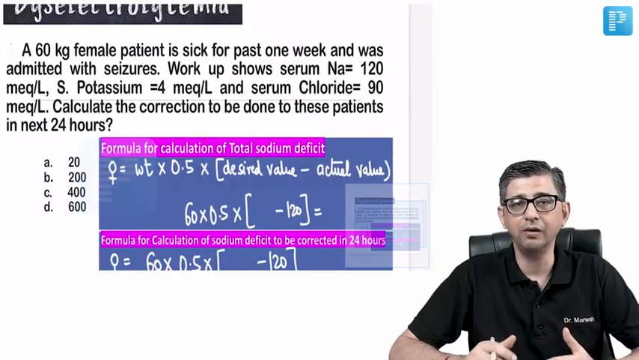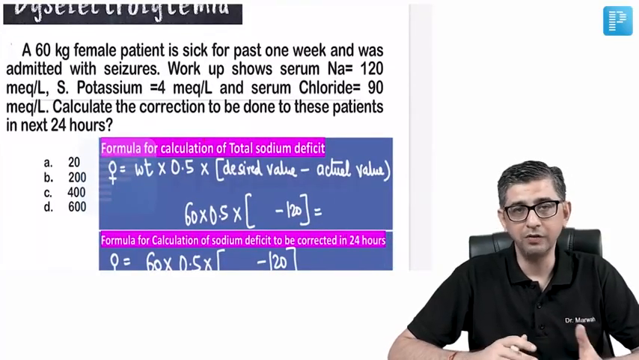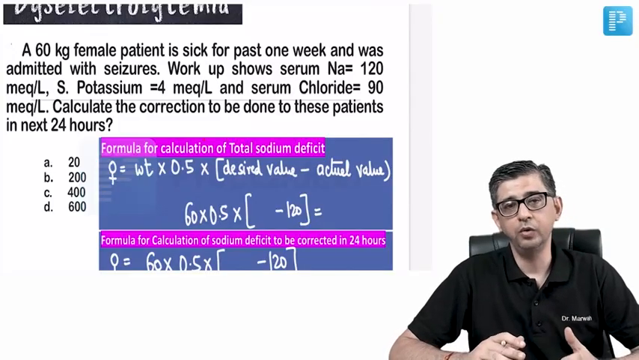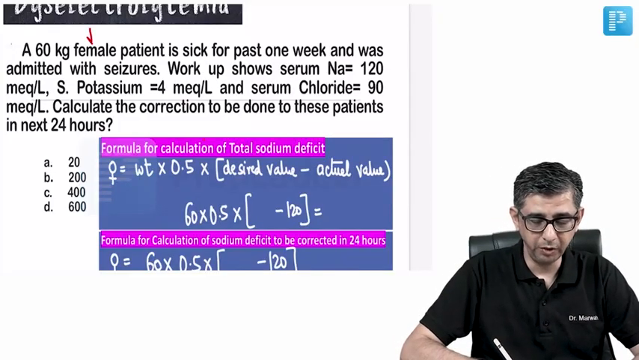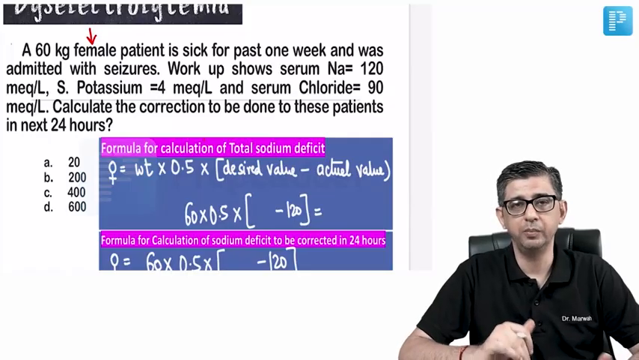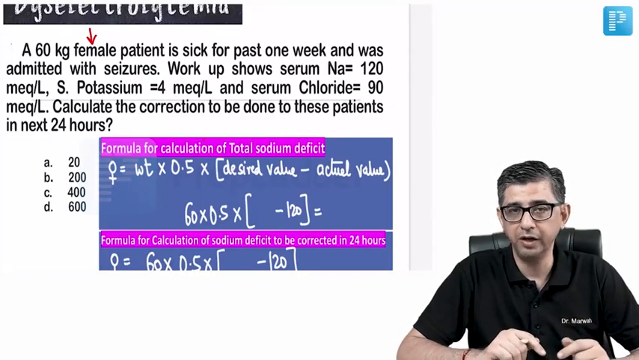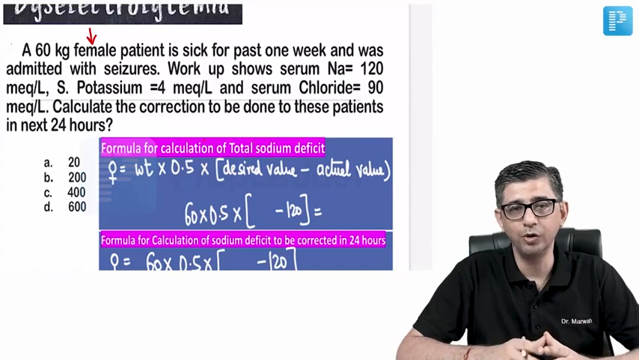In these questions of electrolyte imbalance, gender is always important because you need to calculate the total body water. Whenever you're going to consider a female patient, what you need to simply do is multiply the weight of the patient by 0.5, and if it's a male patient, then the weight of the patient should be multiplied by 0.6.